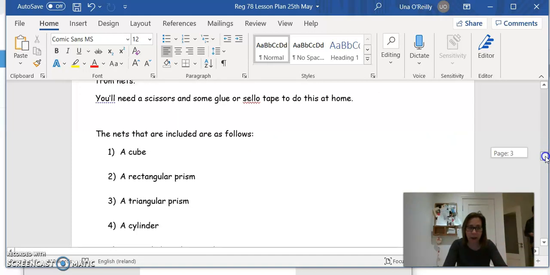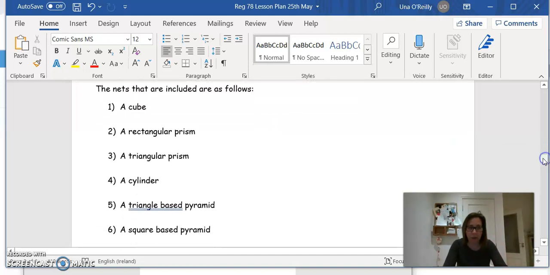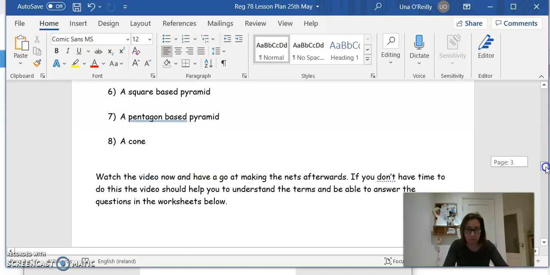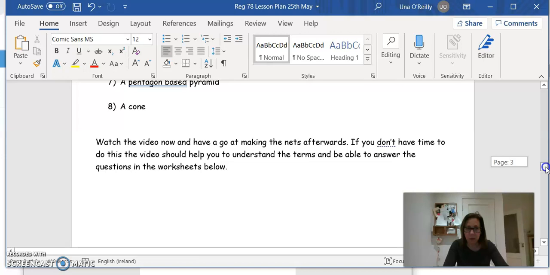So the nets that you'll have included in your pack that was sent out are a cube, a rectangular prism, a triangular prism, a cylinder, a triangular base pyramid, a square base pyramid, a pentagon base pyramid, and a cone. So watch this video, and have a go at making the nets afterwards. I will send you separate videos of a couple of those shapes. If you don't have time to do this, the video will help you understand what they are anyway, and you'll understand the terms and be able to answer the questions in the worksheets below.